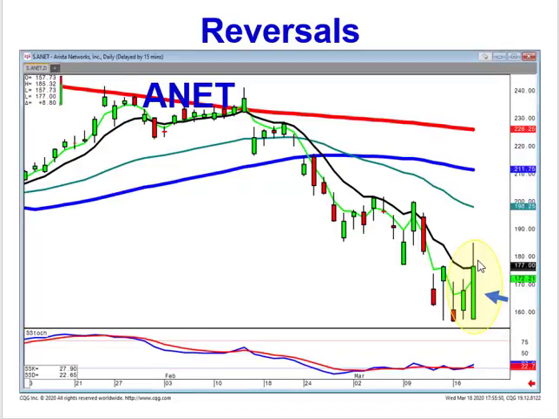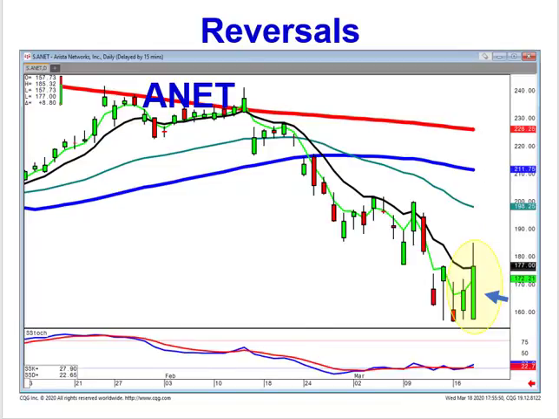And when we see that pattern set up, like we see in ANET, we've got a very simple entry strategy. This is telling us this was acting strong in a very weak market today. So we know that if it opens positive tomorrow, we can probably be buying because it's confirming the bullish engulfing signal and telling us it's not resisting at the T-line anymore. Next target, next target, next target.